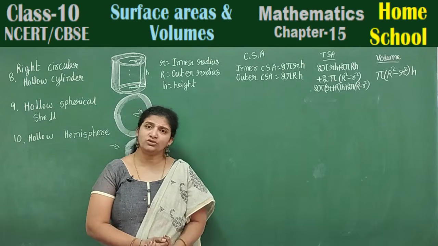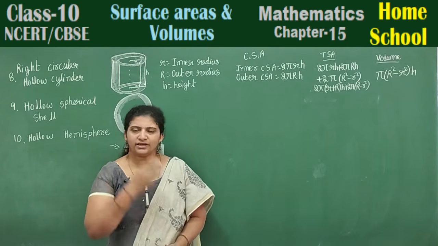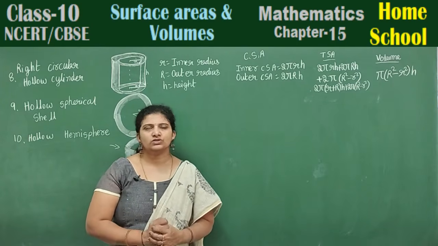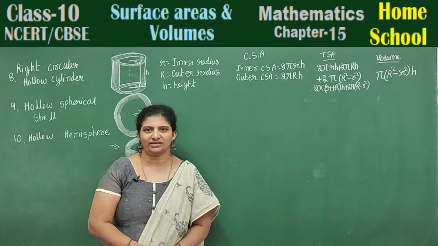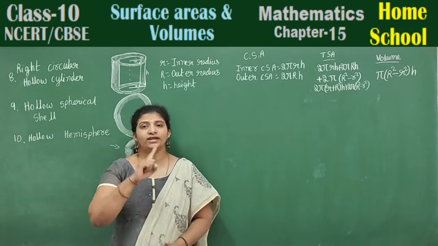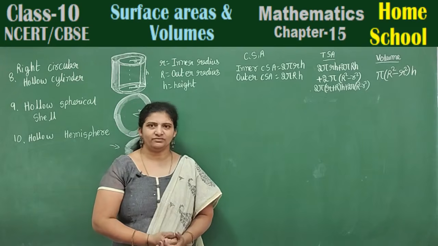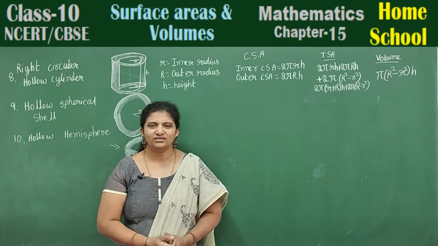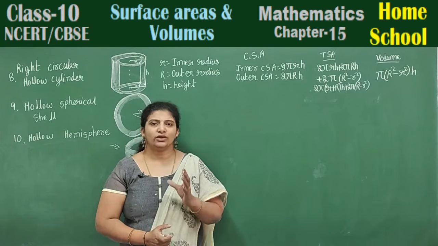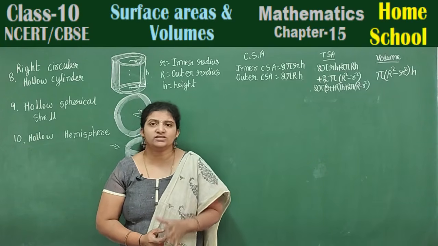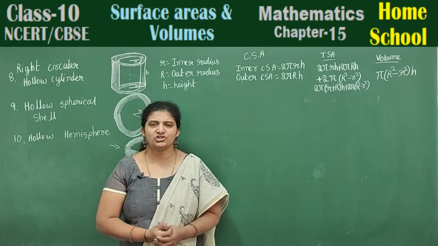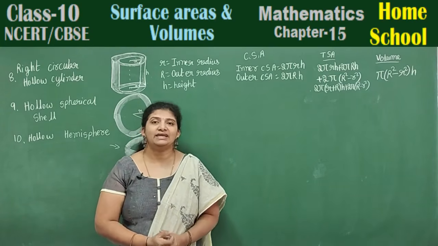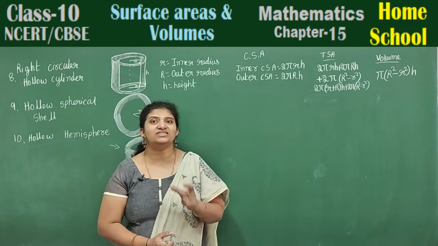Hollow sphere, how can you say? Looking at the sphere it is solid, but inside it is hollow. So let us imagine a coconut. Yes, a coconut is covered with a green shell outside. Inside the coconut, water will be filled, right? Now just imagine a coconut without water. Inside it is hollow, right? It is a hollow spherical shell.